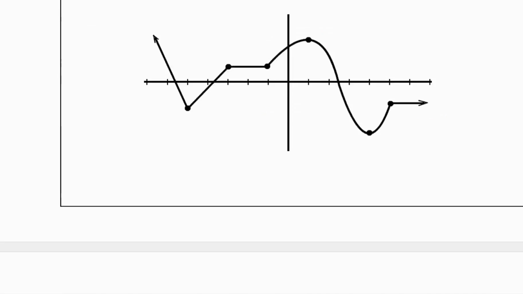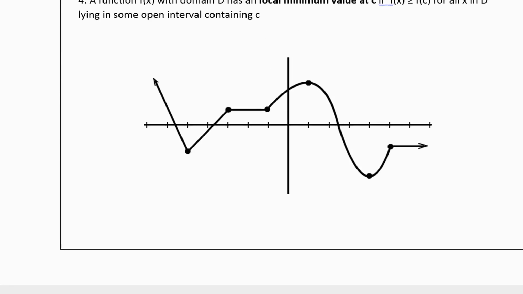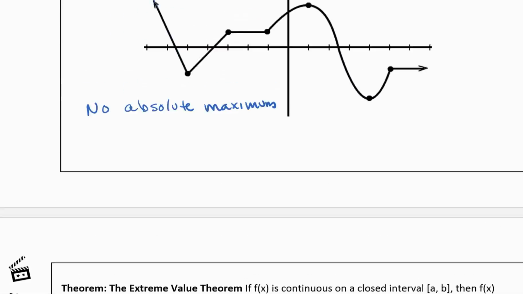Okay, so we're going to scroll down here for just a minute and look at this graph. Now, if we're talking about absolute maximums, this graph doesn't have one because over here to the left we're going up and we're assuming we're going up toward infinity. So it would never reach a maximum point. It would always keep going larger. So this graph would have no absolute maximum.